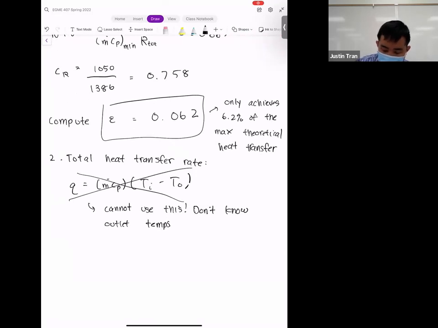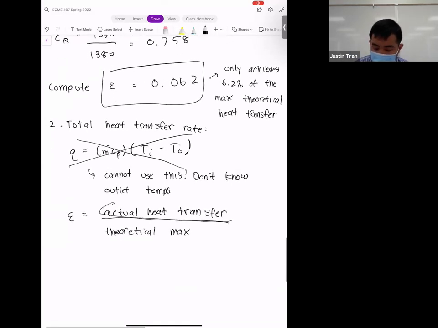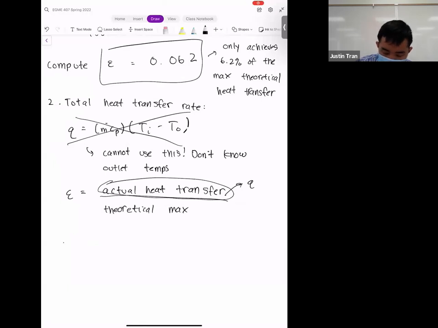And so what we can do instead is leverage our definition for epsilon, right? Remember, the definition for epsilon is a ratio of the actual amount of heat transfer from this situation divided by the theoretical maximum. Okay. If we multiply both sides of this equation by the theoretical max, and we define this actual heat transfer as Q, because actual heat transfer is way too much to write, we can say that Q is equal to the effectiveness multiplied by the theoretical max, okay?